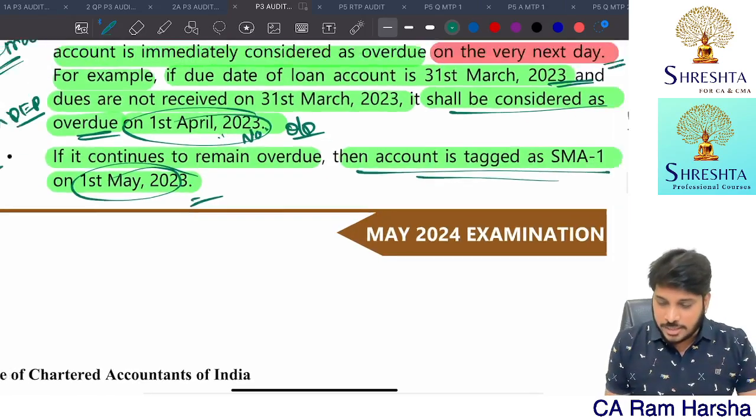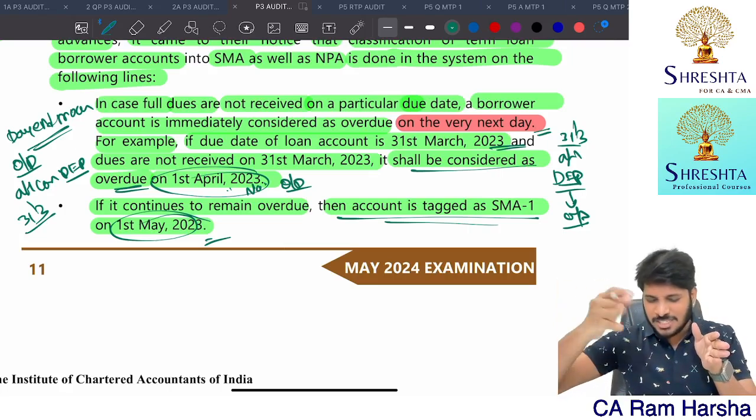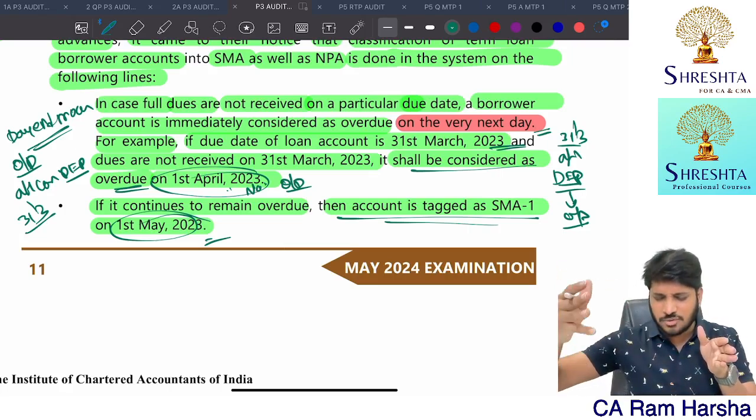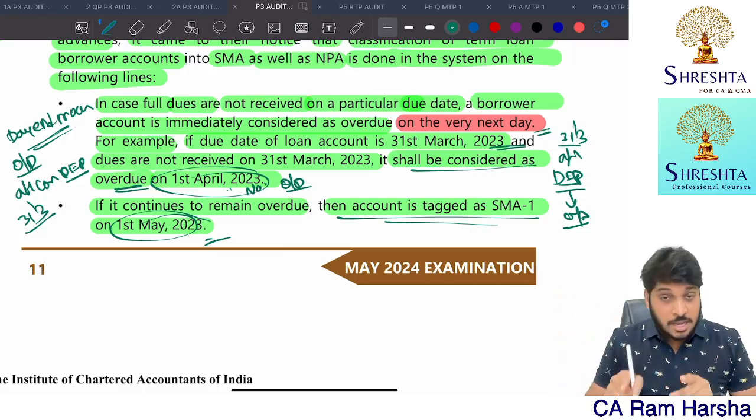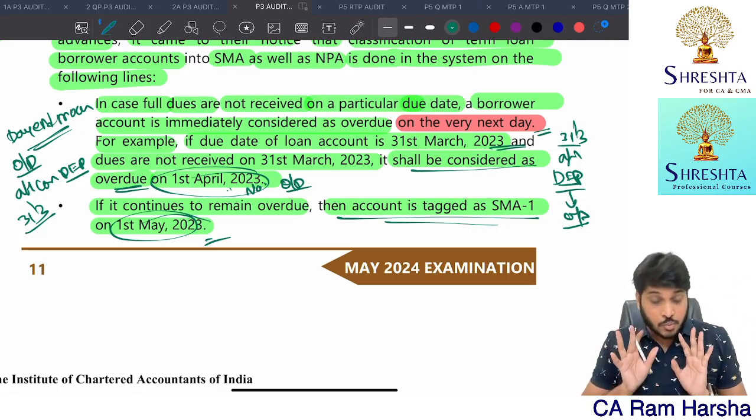So I think the first day onwards, SMA 0, 1, 2, it is called special mention account 0, 1, 2. Some numbering is there. But this in-depth discussion is not given in the audit of assets and audit of liabilities in our ICSI study material also. So that's why I consider this a very important question.